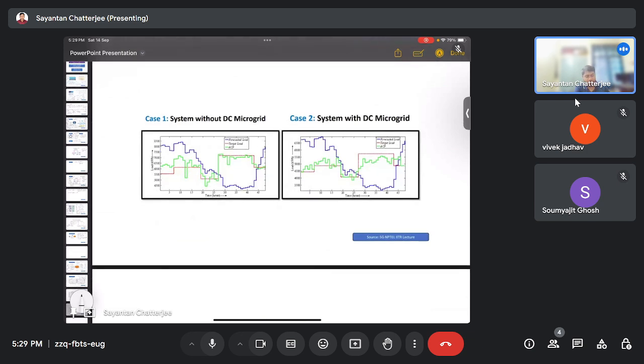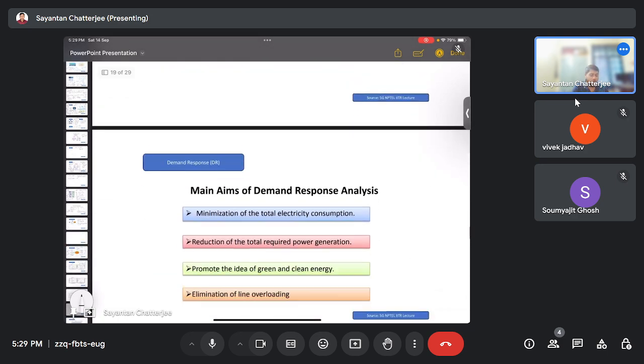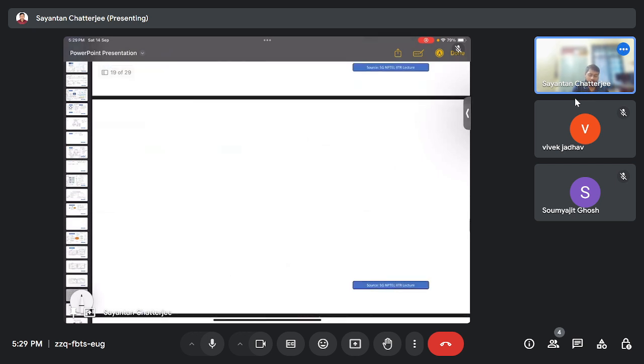With the case of the DC microgrid, we can also see similar objectives. This is the forecasted load. This is the target load. So the system has met this much amount. This is the demand side management program.